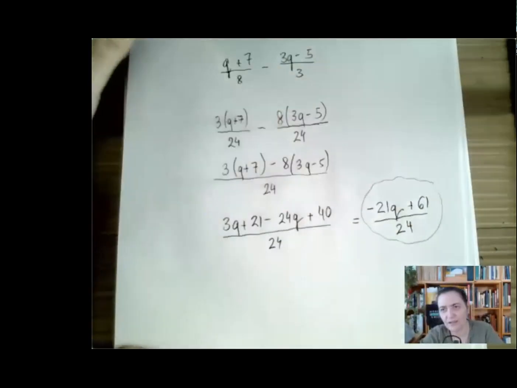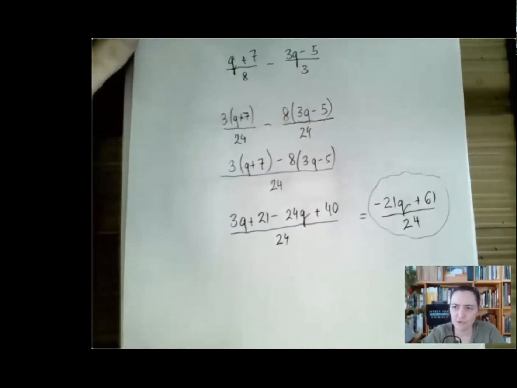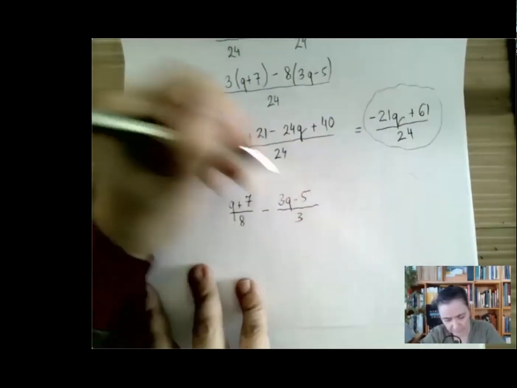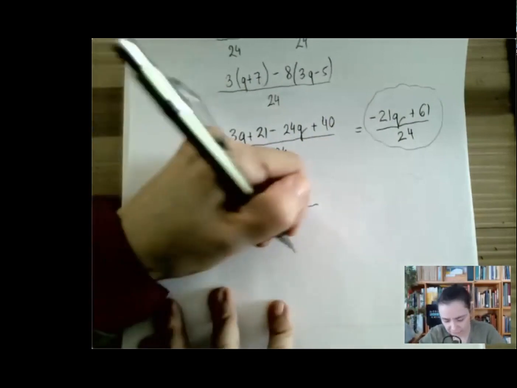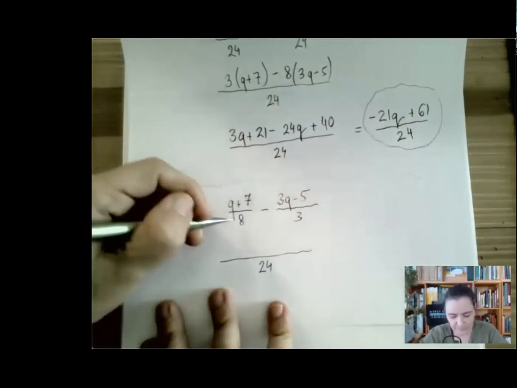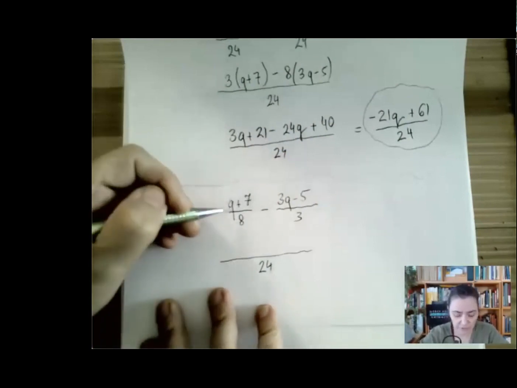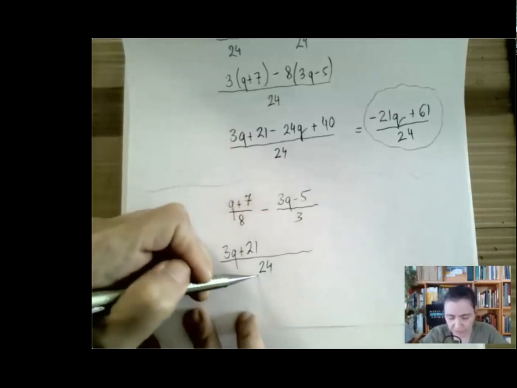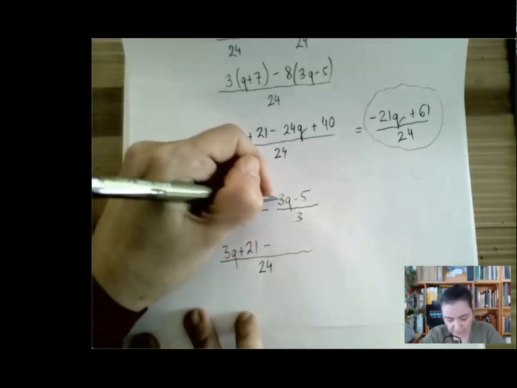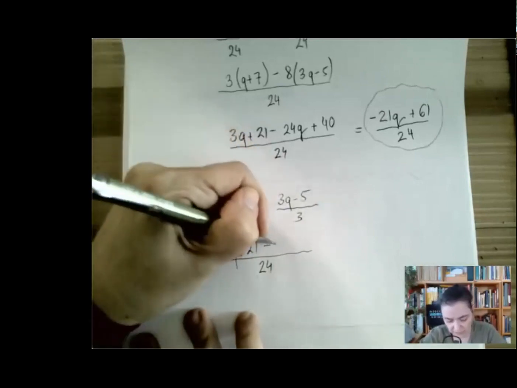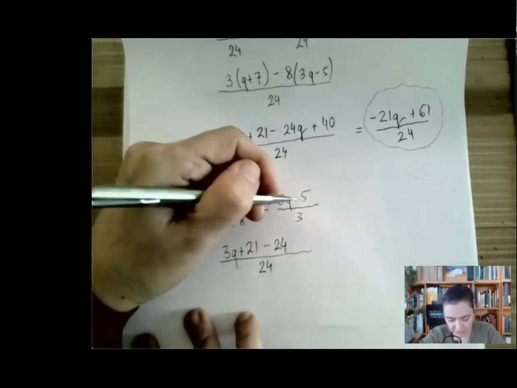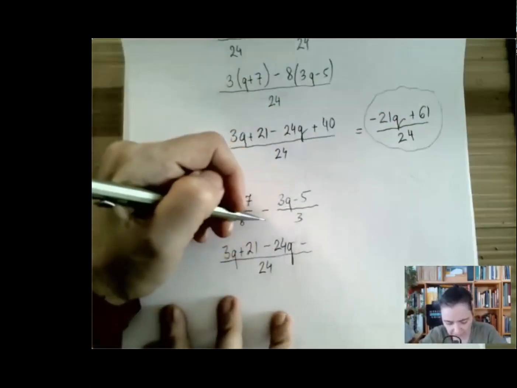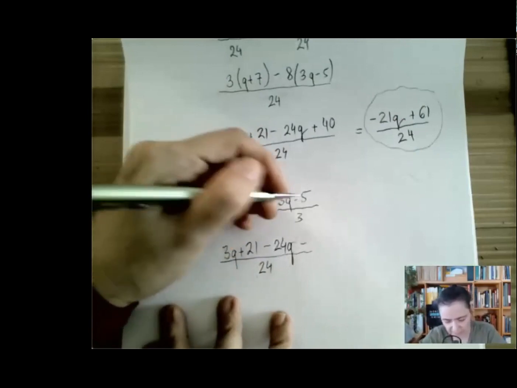So there it is. So this waiting with distribution, what does it protect us from? So let me show you the kind of errors that I often see. Okay, so we bring it to the common denominator, no problem. And then 8 to 24, that was 3. Multiply the numerator by 3, that's 3q plus 21. 3 to 24, that was multiplication by 8. So we multiply 3 times 8 is 24, and 5 times 8 is 40. So 3 to 24 was 8. 8 times 3 is 24, and 8 times 5 is 40.